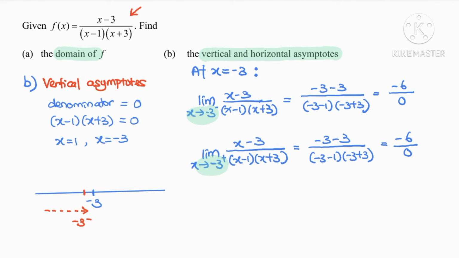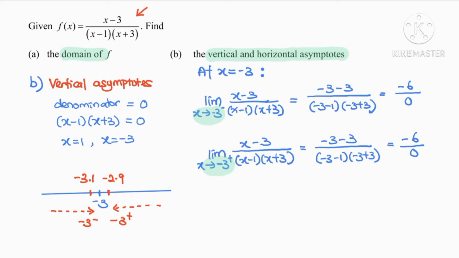So we can choose -3.1. And when approaching -3 from the right side, the nearest value can be -2.9. So when x is approaching -3 from the left side, we are going to replace x with -3.1.